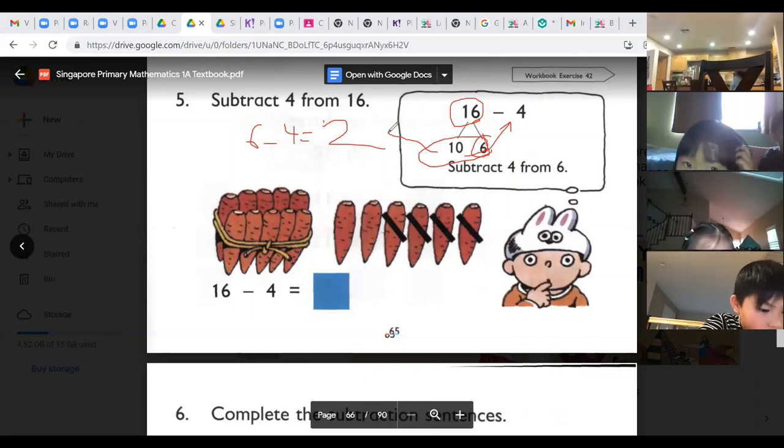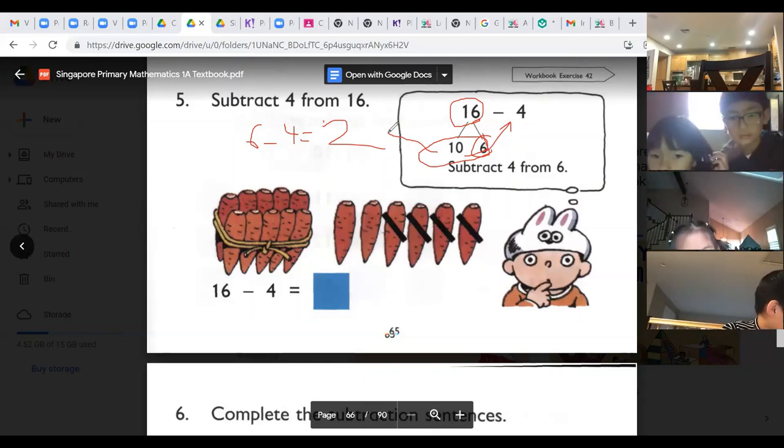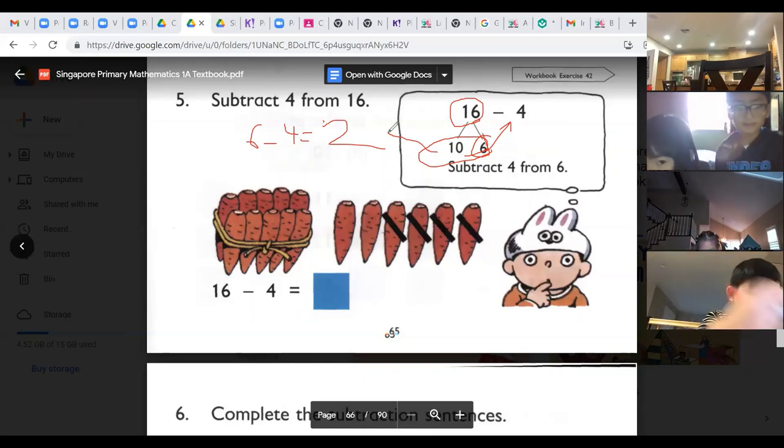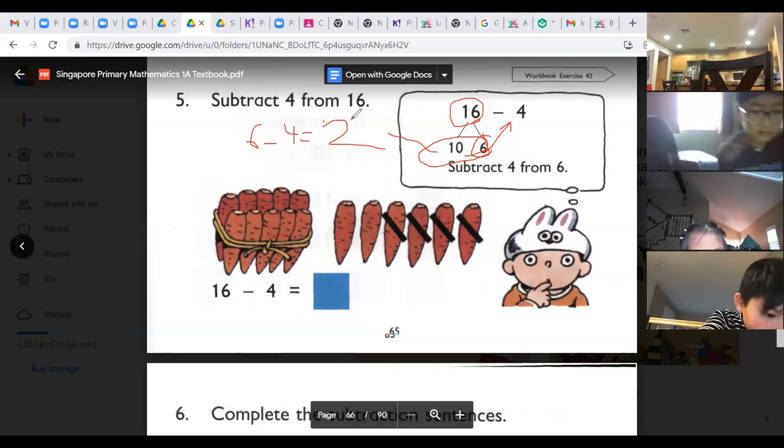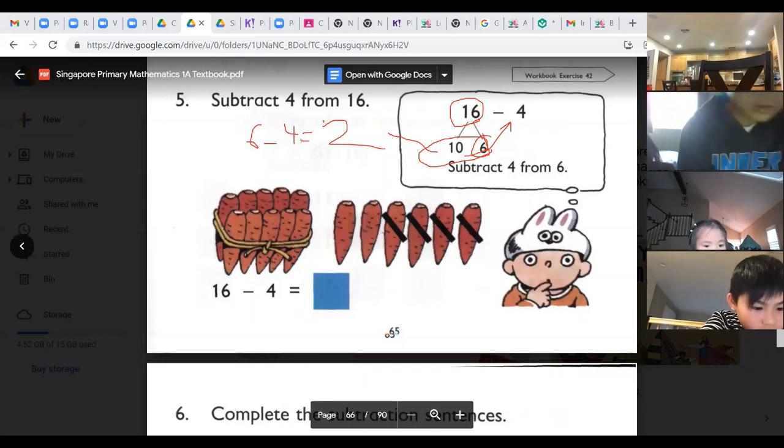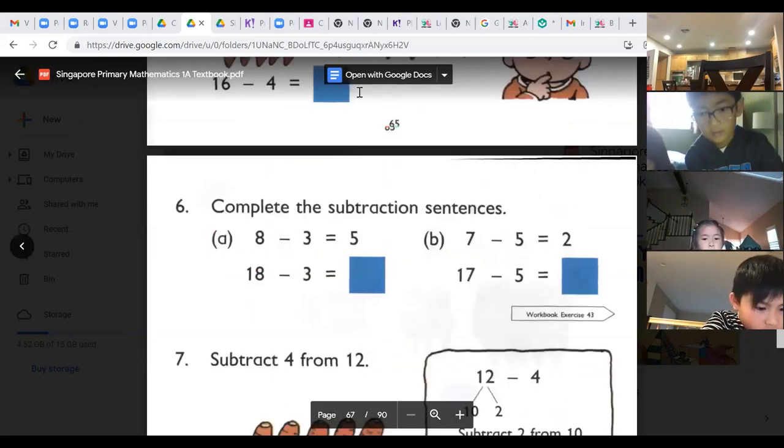It's kind of the opposite. And again, for now, you can use the counting strategy with your fingers. You would just go 15, 14, 13, 12. Okay. Now, we have 8 minus 3 equals 5.